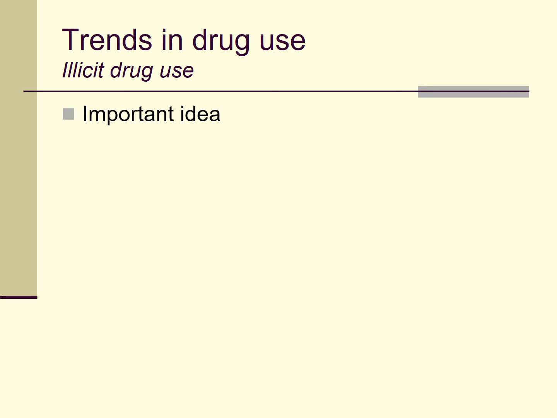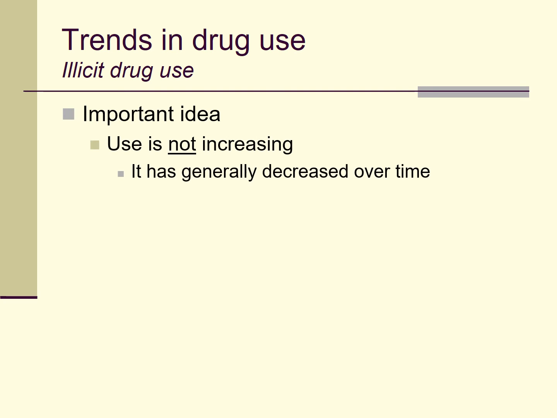A related important idea is that the rate of drug use isn't increasing over time, or at least it's not increasing a lot. If we exclude marijuana from consideration, the overall rate of illegal drug use among young people is fairly low and has stayed fairly low over time and has, generally speaking, gone down since the 1970s.